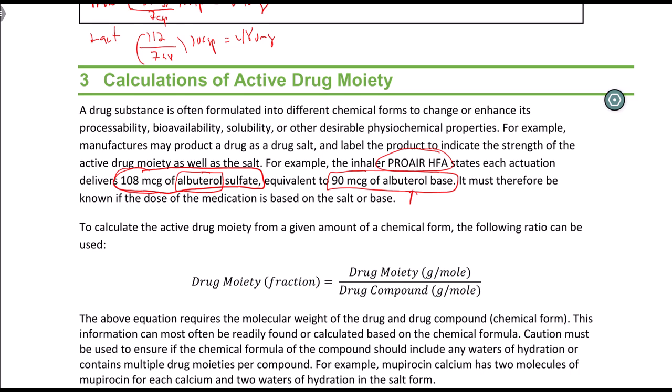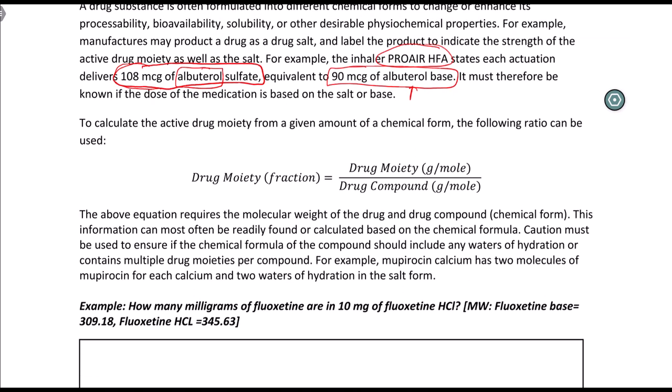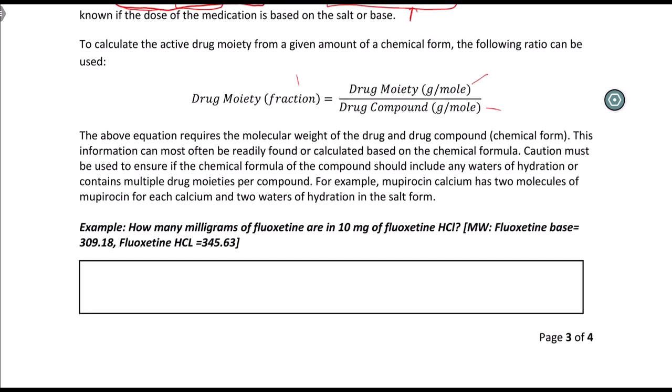So you can do conversions using this. The amount that's the drug moiety in grams and the drug compound, these are grams per mole. So these are the molecular weights. Grams per mole is the molecular weight. So you take the molecular weight of the drug moiety over the molecular weight of the drug compound, the drug moiety meaning the drug base. And then the other one is the actual salt or the compound, whatever it is, if it's a hydrate or if it's a salt form.